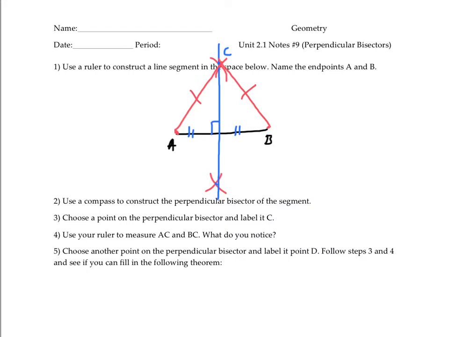Okay, choose another point. This is step 5. Choose another point on that perpendicular bisector and label it point D. So I'm going to choose this point right here, label that D, and again use your ruler and connect A to D and connect B to D and measure those distances, and again you should find out that those segments are congruent. And this is going to lead us to our two theorems for today.